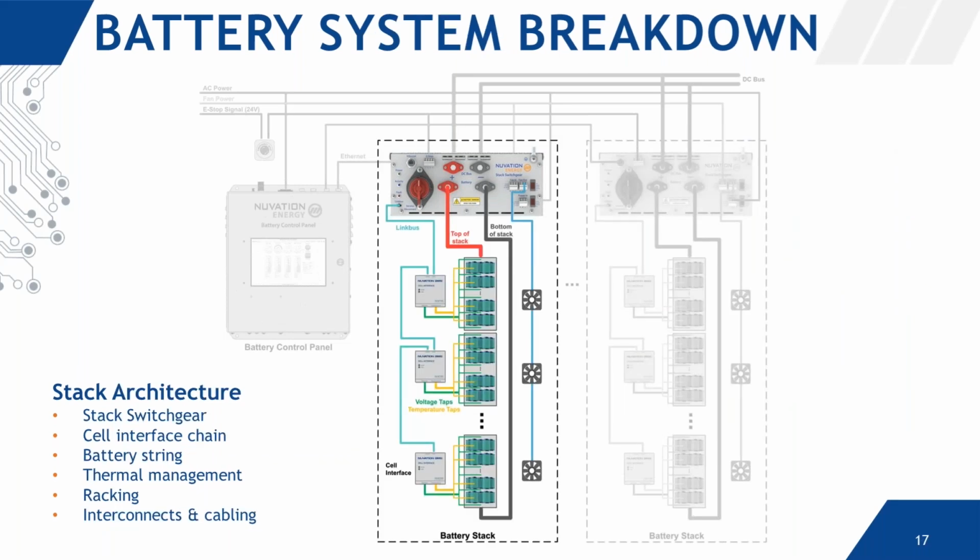So now we've seen how the stack level BMS and cell level BMS play a part in a battery stack. In addition to that, the stack is also composed of racking to house everything, the interconnects and cabling, both for the power connections and the BMS, and then typically some form of thermal management system. In this example, we've got a chain of fans, which are also controlled by the stack switchgear and enabled based on the cell temperature readings.